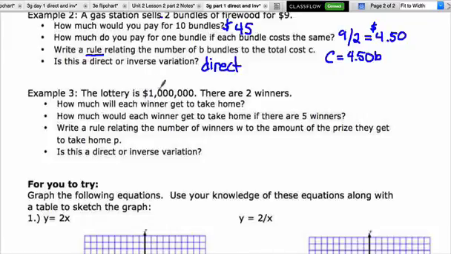Okay, the lottery is $1 million. There are 2 winners. How much will each winner get to take home? Well, I'm going to take this 1 million, divide it by 2, and each winner is going to get to take home 500,000. How much would each winner get to take home if there are 5 winners? Well, I'm going to divide this by 5, and I get 200,000.